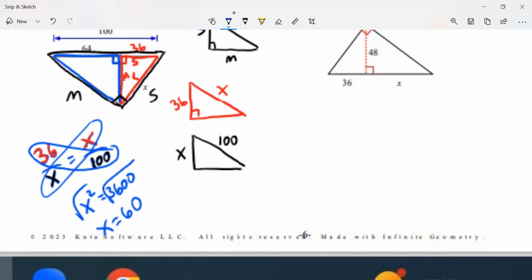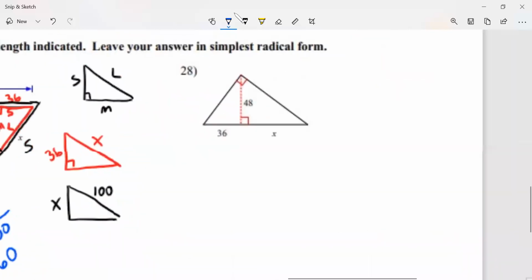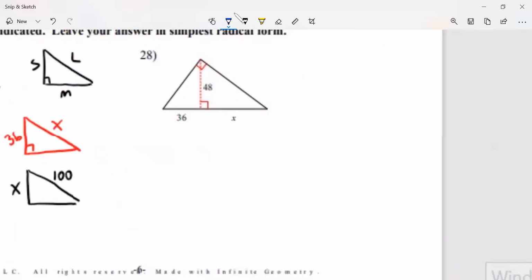Again, exponents get canceled out with roots or radicals. In this case, the exponent was 2, so we use the square root. If the exponent was 3, I would do the cube root. So exponents get canceled with radicals. If the exponent is 2, it gets canceled with the square root. Okay, that was not that bad. Let's take a look at number 28.